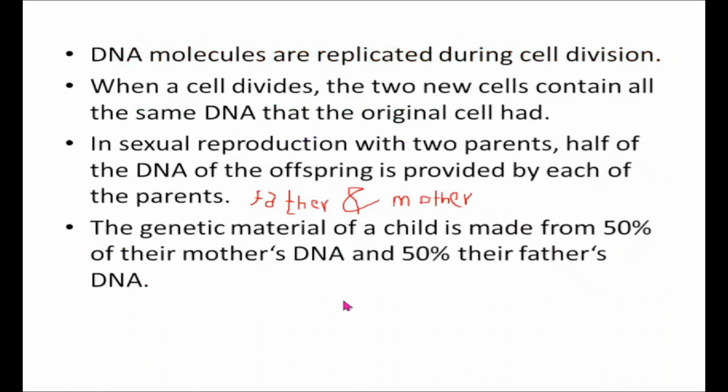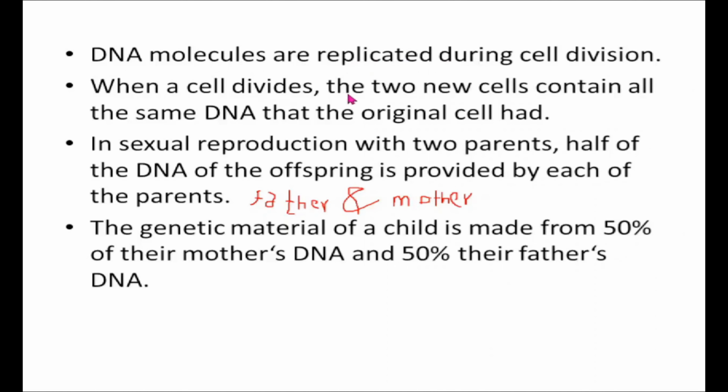DNA molecules are replicated during cell division. You have to note that in each and every cell division, there should be division of genetic material. DNA is one of the two genetic materials. What are the two genetic materials? DNA and RNA, the two acids, deoxyribonucleic acid and ribonucleic acid. So in each and every cell division, there should be replication of the genetic material.